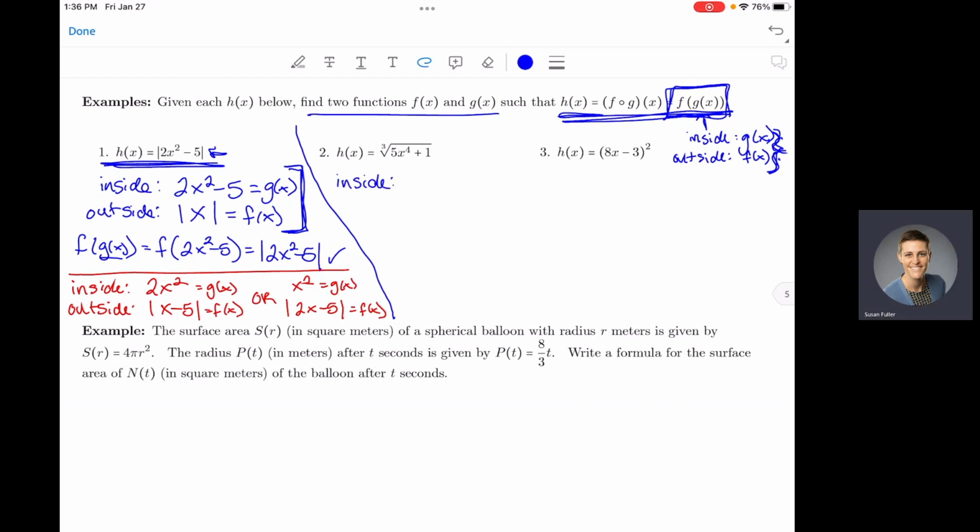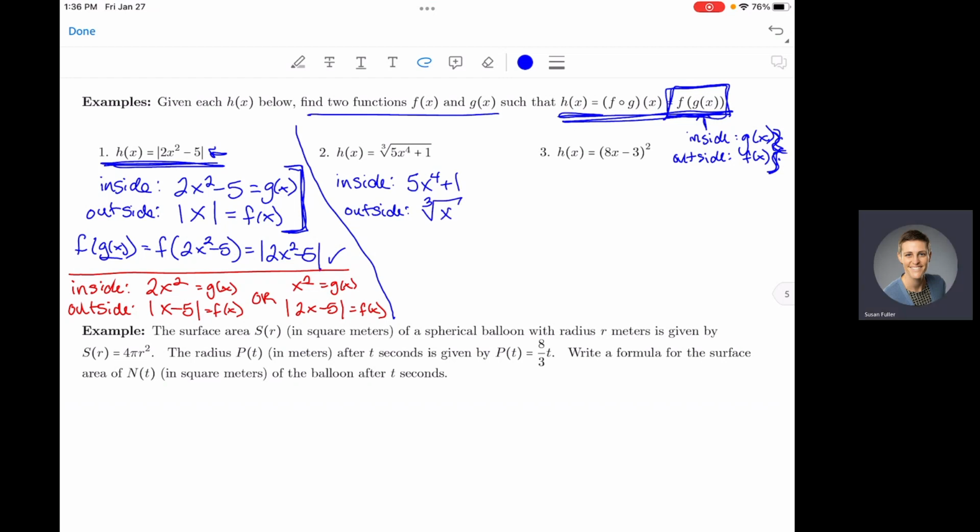What expression would you consider as being inside another function? Most of your brains will see 5x to the fourth plus 1 as being the expression that's inside something else. Again, this is not the only answer, but this is the one that most people's brains see first. And in that case, if that's our inside function, our outside function here is going to be the cube root function. And so I'm going to say the cube root of x.